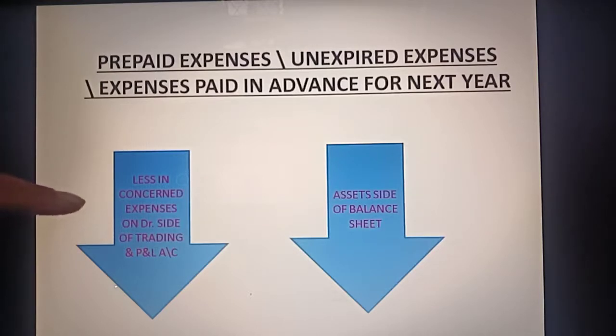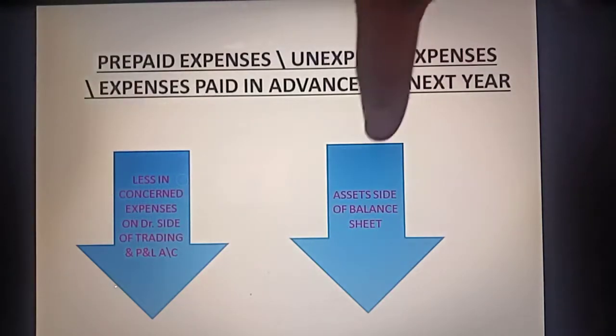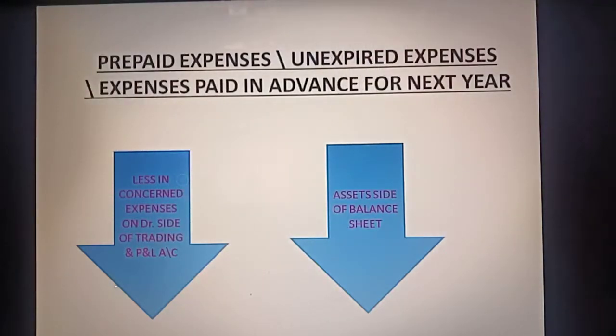Treatment in final account: prepaid expenses, on the one hand, will be deducted, or you can say less, in the concerned expenses on the debit side of trading profit and loss account. On the other hand, it will be shown in the asset side of balance sheet. So these are the two treatments of prepaid expenses, and as you all know, prepaid expenses is a personal account because it represents those persons to whom the payment has been made in advance.